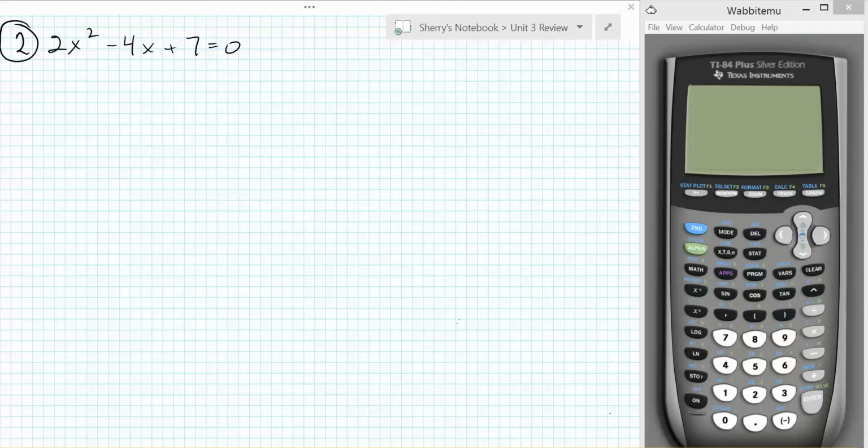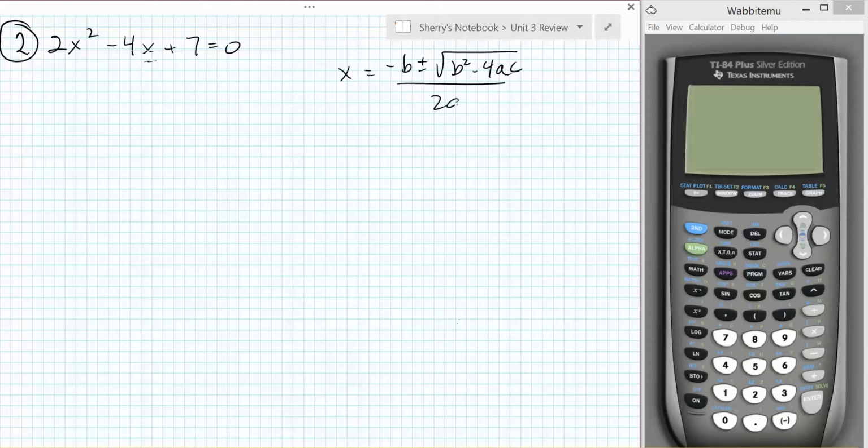For question number 2 on the review, again, it's a great setup for the quadratic formula right off the bat. We've got an x squared term, we've got an x term, and one side of the equation is equal to 0. So go back, make sure you have the quadratic formula somewhere at your fingertips to refer to.